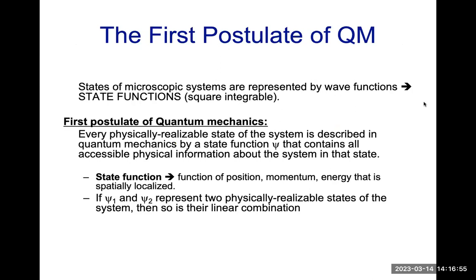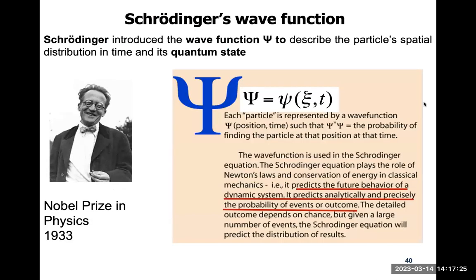All right, and I'll just very quickly go through the postulates of quantum mechanics. I mentioned many times already that the wave function, a complex mathematical object, is the representative property of a system. Call it a state function, it describes a state of any system in quantum mechanics, and this is Schrödinger's contribution to quantum physics.